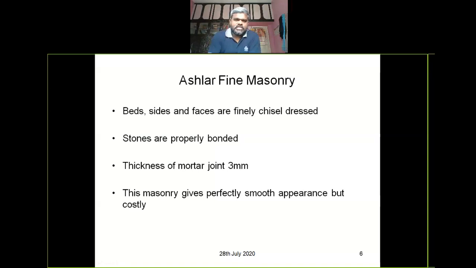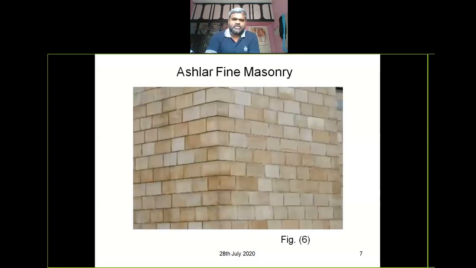Ashlar fine masonry means beds, sides, and faces are finely chiseled and dressed. Stones are properly bonded. The thickness of mortar joint may be 3 mm. The stone masonry gives a perfectly smooth appearance, but is costly. Ashlar fine masonry is very, very costly. See, ashlar fine masonry means both edges, sides, joints, and exposed faces are finely chiseled and dressed.